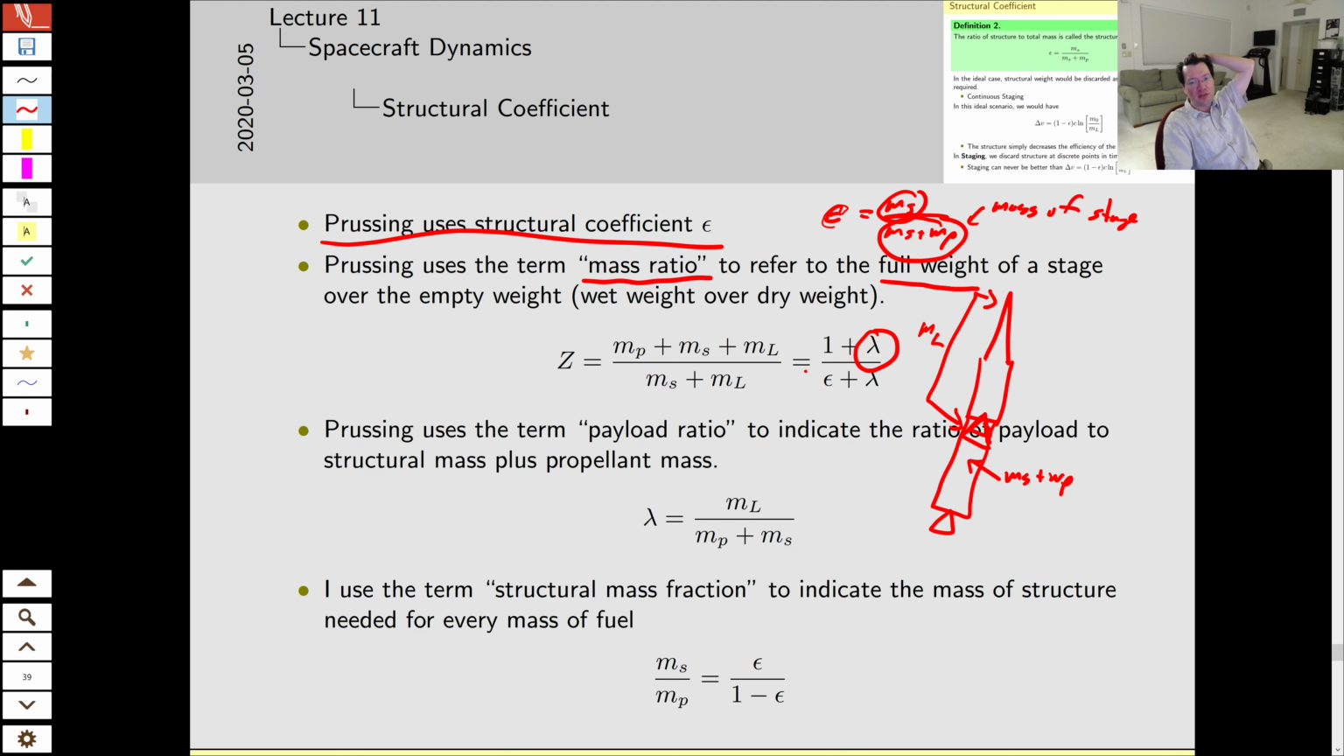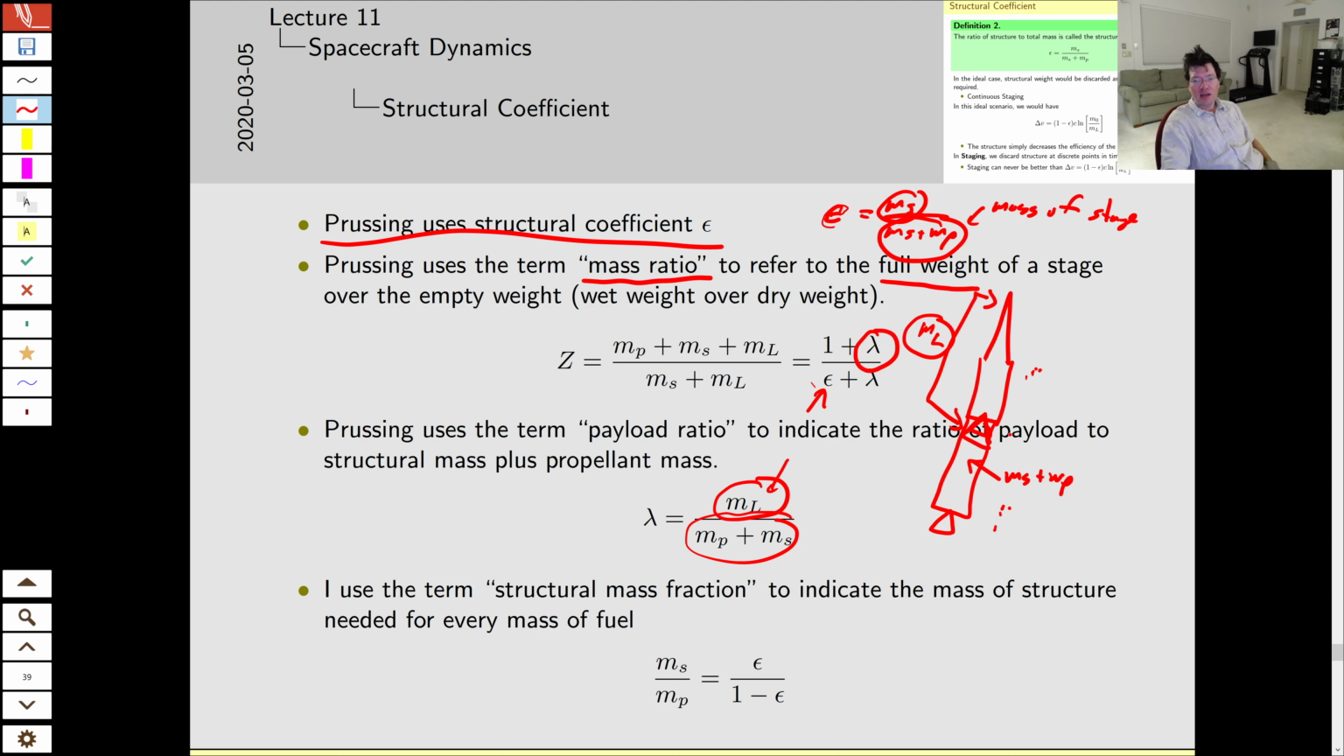And that's determined uniquely by, of course, this number, which is a law of nature and doesn't change, and this payload ratio. The payload ratio indicates the ratio of payload to structural mass plus propellant. This is more the design parameter that people tend to use, which is the ratio of what's above that stage to the stage itself, right? So this to this.